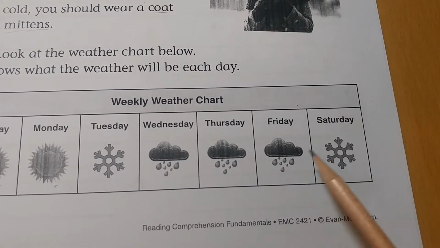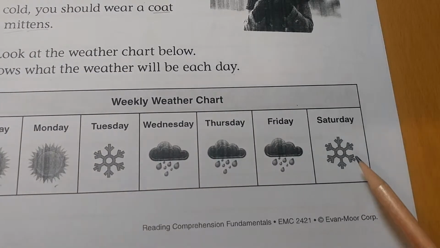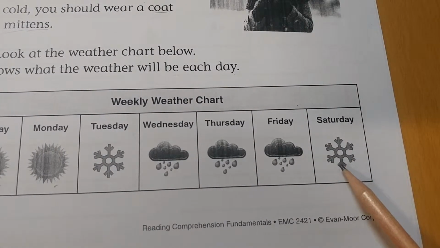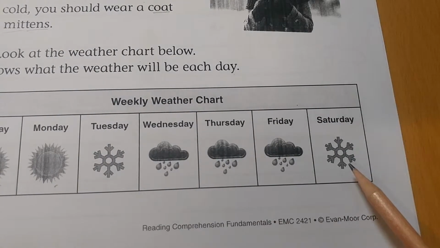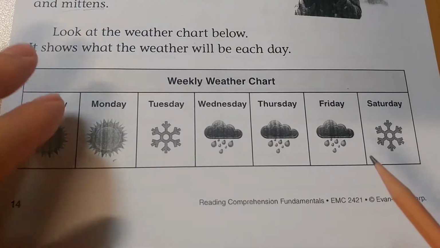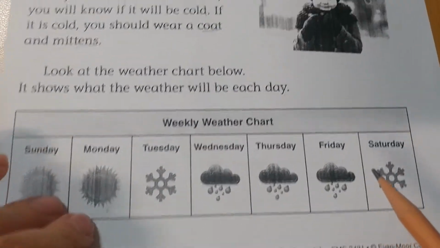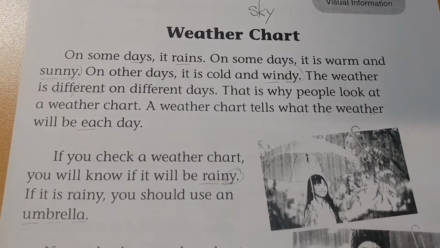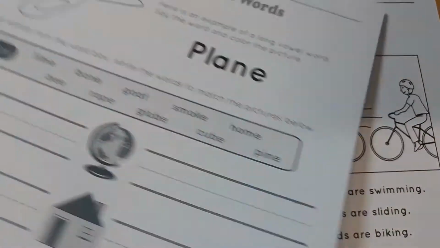And then, will it be rainy on Saturday? No, it won't. What will the weather be? It will be snowy again. Uh-oh. Looks like a rough week for weather. That's the end of our reading for this week. Now you have 5 pages of worksheets. Let's show them together.